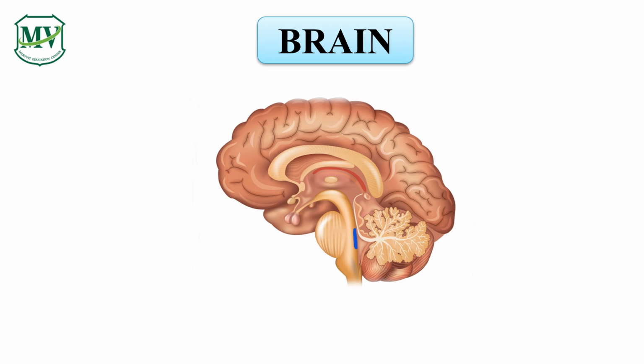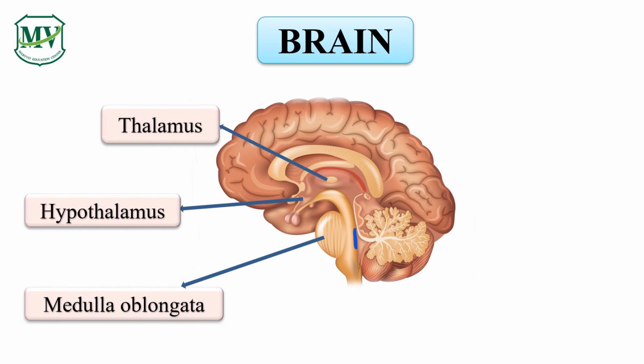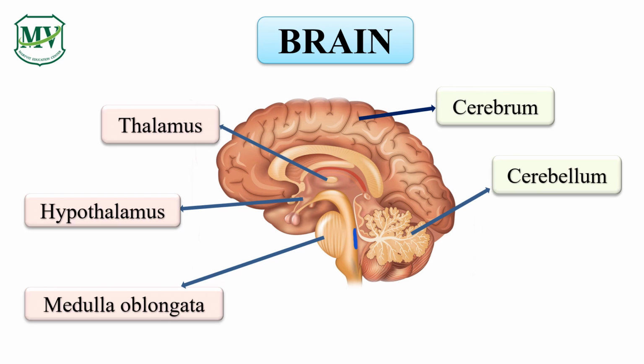The brain has so many parts. Do you know some of its parts? These are some of the important parts of the brain: the thalamus, the hypothalamus, the medulla oblongata, the cerebrum, and cerebellum. Do you know that each plays a specific role in the brain? Let's go and find out what each of these do in the brain. Come on, let's go.